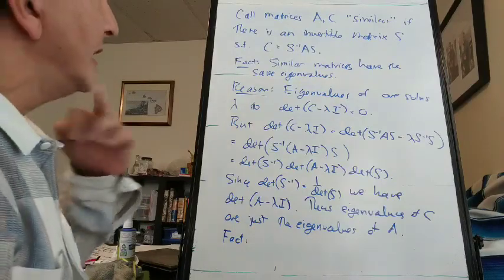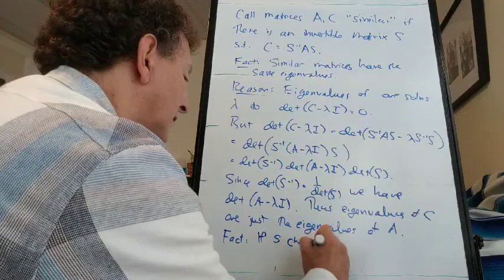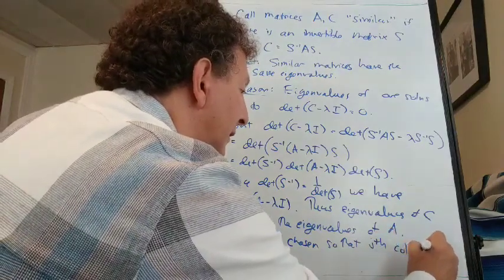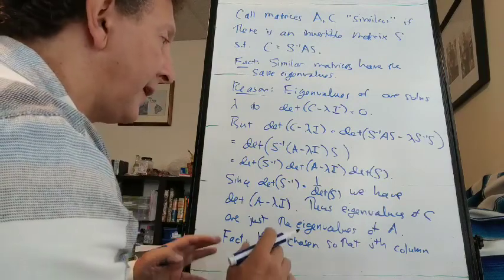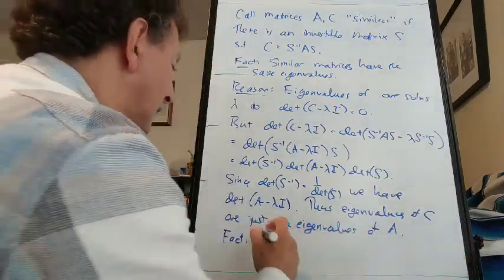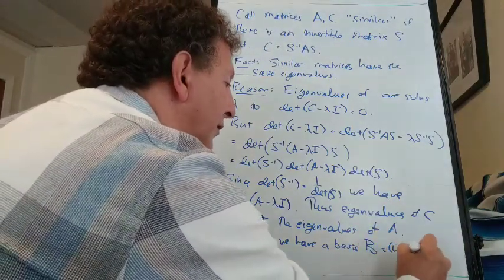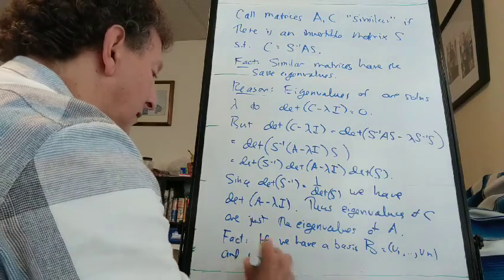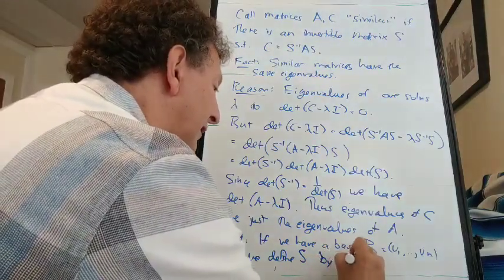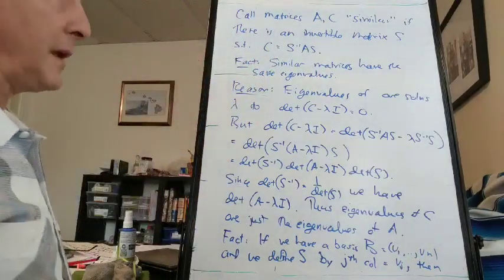Now a fact I want to point out is that if we have a basis of eigenvectors of A, let's say B equals V1 through Vn, and we define S by the jth column equals the jth eigenvector, then something nice happens.